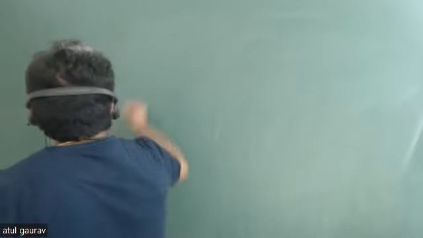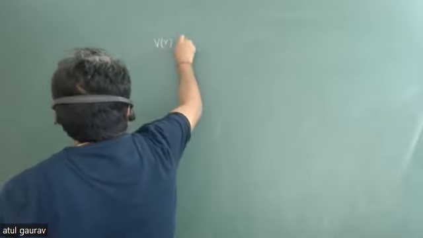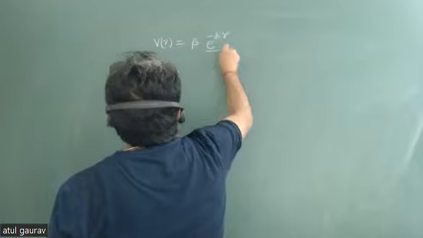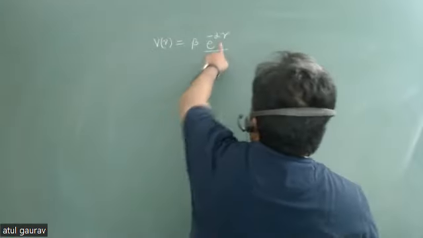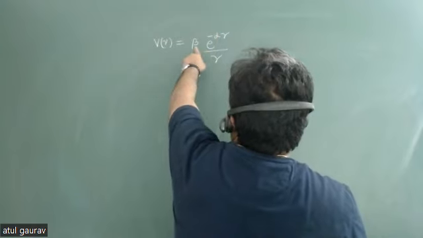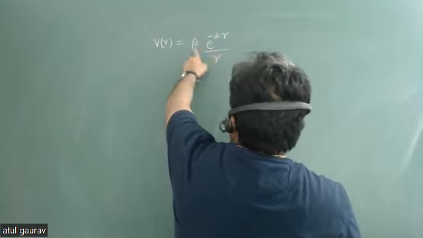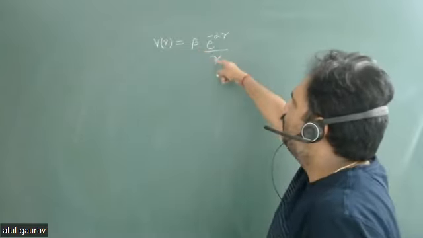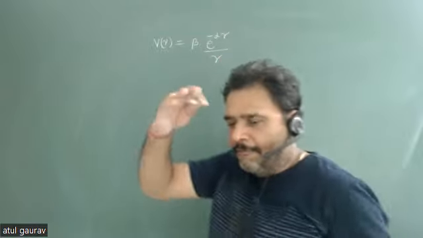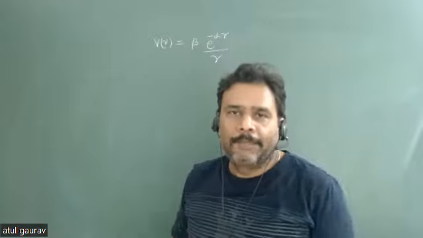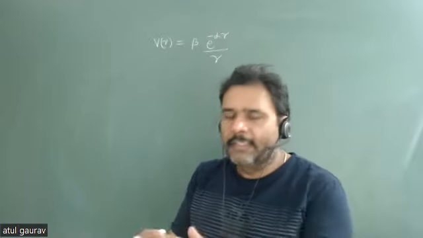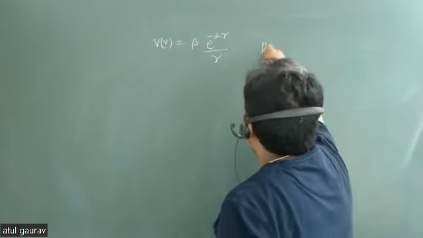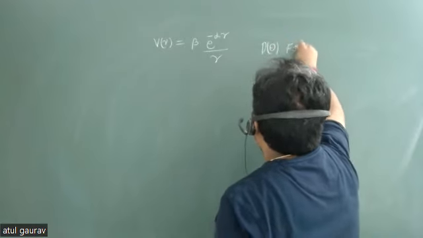So what is the Yukawa potential? V(r) is equal to beta e to the power minus alpha r by r. For alpha equal to 0, beta can be replaced by k, and this is something like your Coulomb potential, isn't it? If I make the value of alpha 0, it is like the Coulomb potential, inversely proportional. And this is a very fast decaying potential. You must have studied it in nuclear physics, in the nucleus. They are short range, strong potentials. So we have to find the differential scattering cross section for high energy.